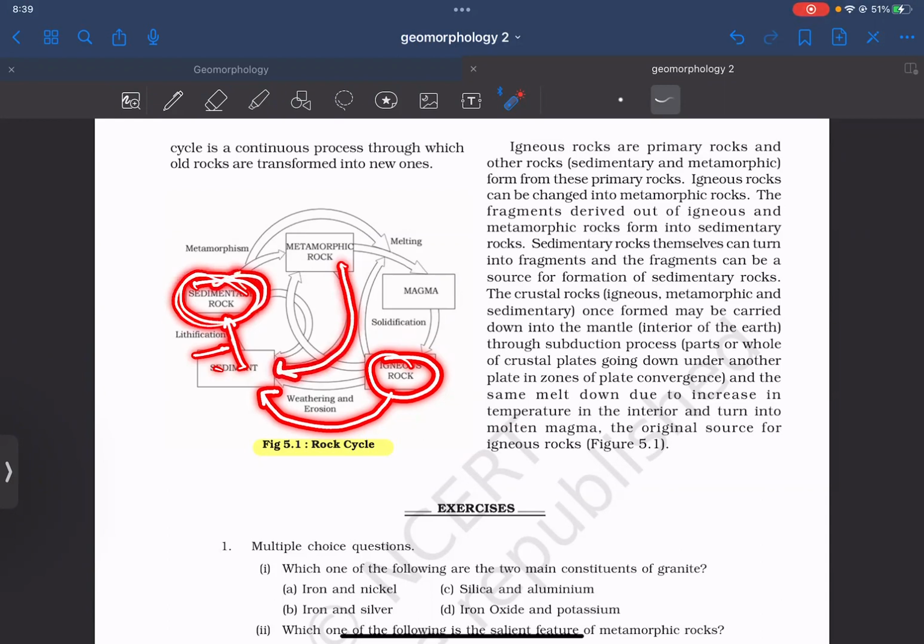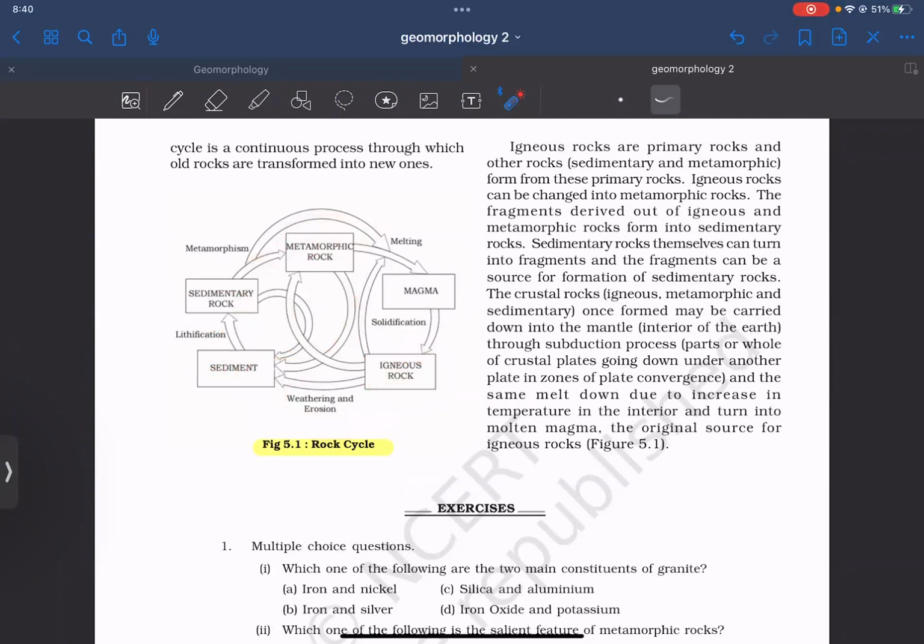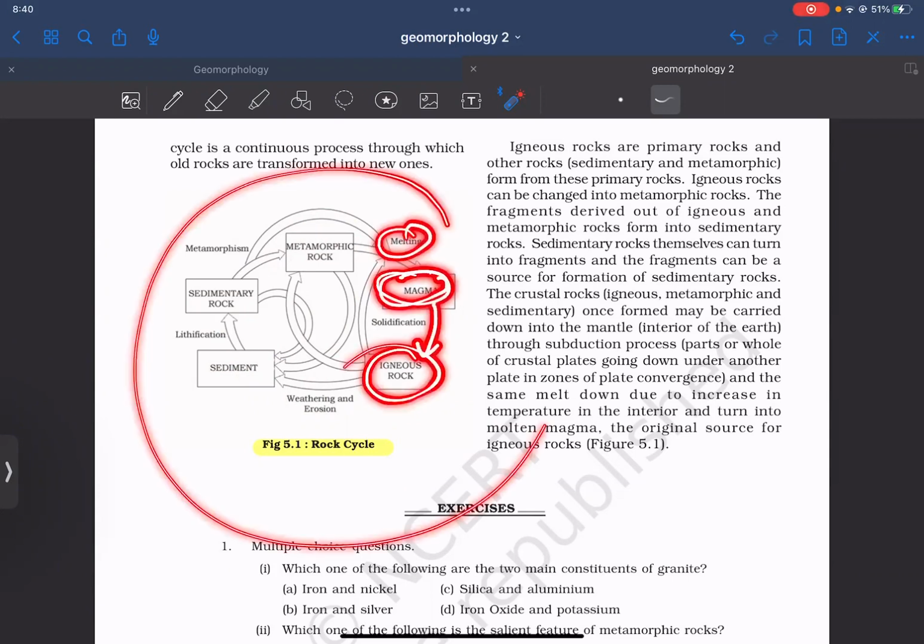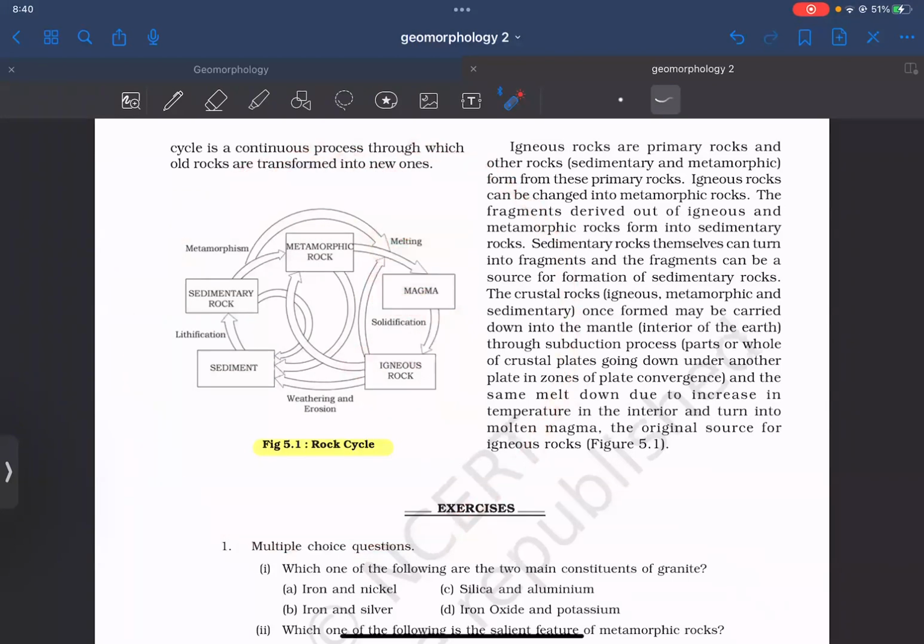Sedimentary rocks, if they undergo metamorphism, create metamorphic rocks. Same igneous rocks go under metamorphism and create metamorphic rocks. Again, both metamorphic and sedimentary rocks, if they are pushed down into the interior of the earth, will lead to melting of rocks and formation of magma. Solidification of magma forms igneous rocks. So this is the rock cycle. From one type of rock, we can get the other two types of rocks.